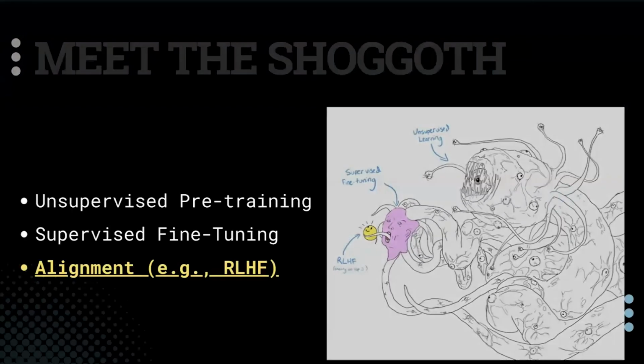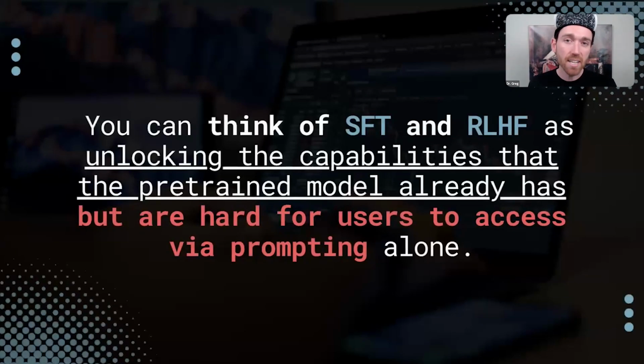The first thing I want to say today is that we can think of supervised fine-tuning and reinforcement learning with human feedback as unlocking the capabilities, getting into specific parts of the model that are somewhere within the Shoggoth, but are hard to access if we're just prompting. So we want to build in our ability to access these parts and move away from the parts that we really don't want to be accessing so much. So, unlocking the good, locking away the bad.